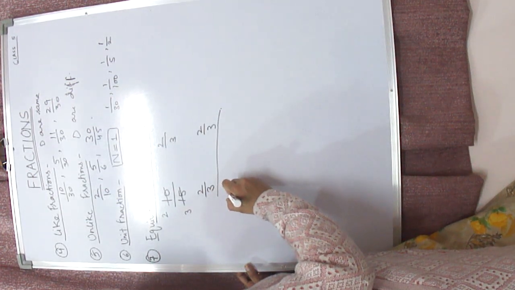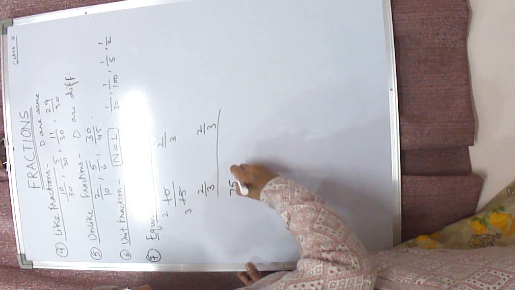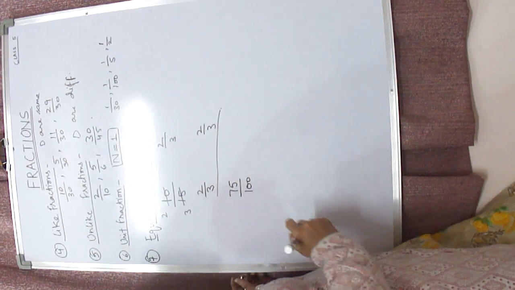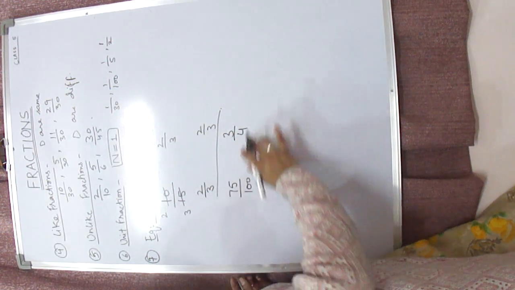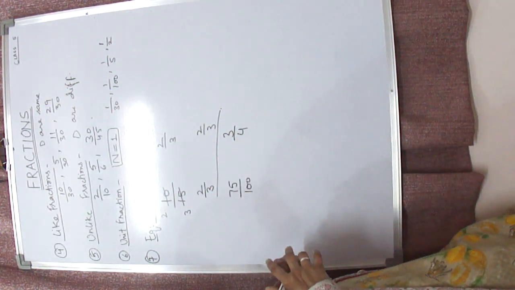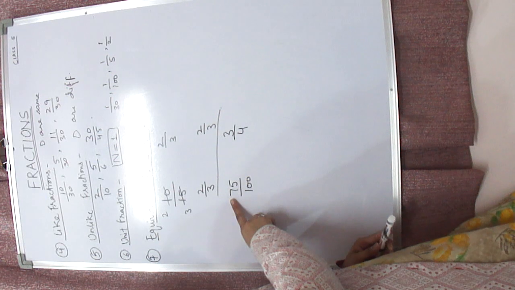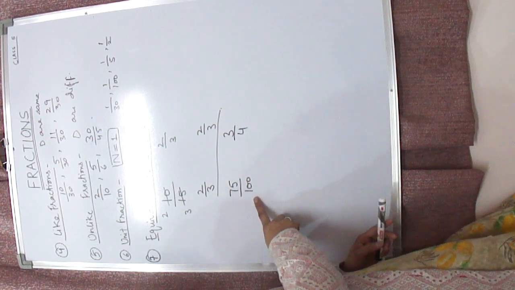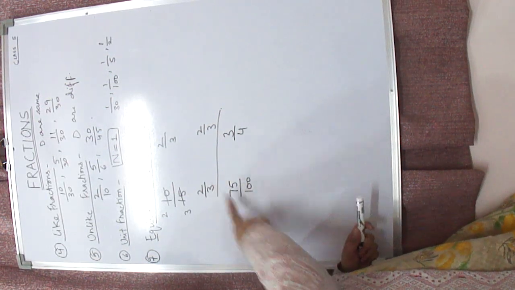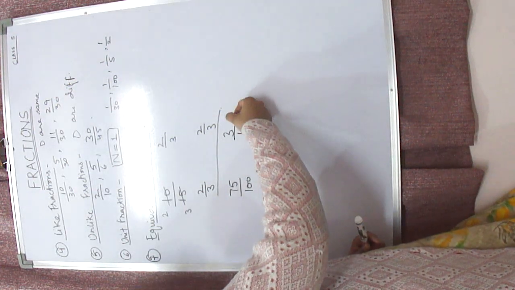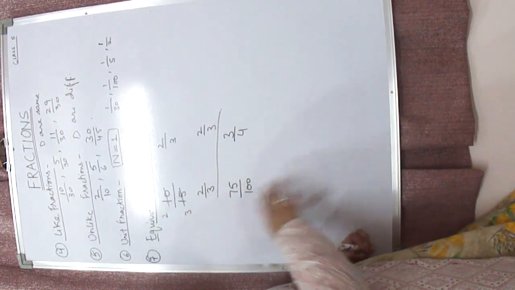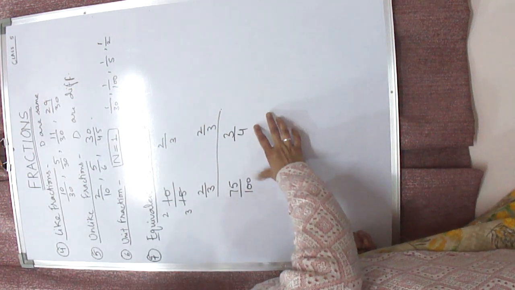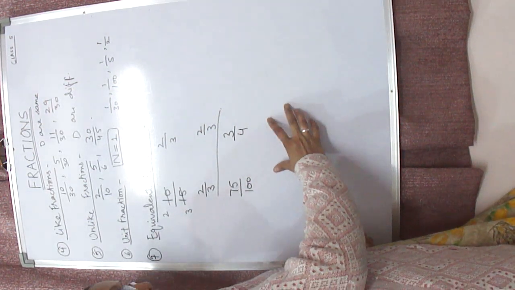Like 75 upon 100. And if I say 3 upon 4. So they both are equivalent fractions because 75 and 100 can both be divided by 25, and if I cut them by 25, eventually I will get 3 upon 4 as the simpler and the proper form of the fraction. So they both are the equivalent fractions.